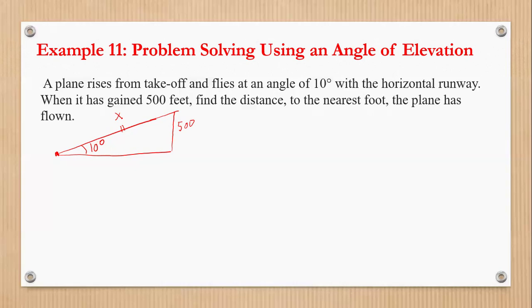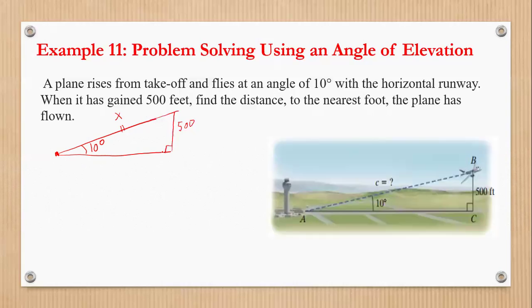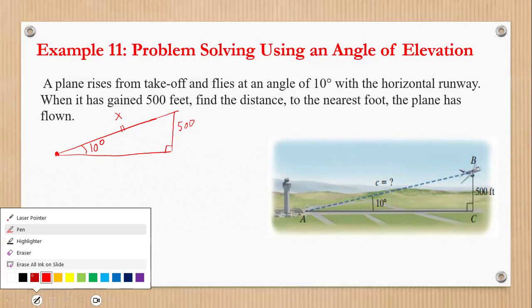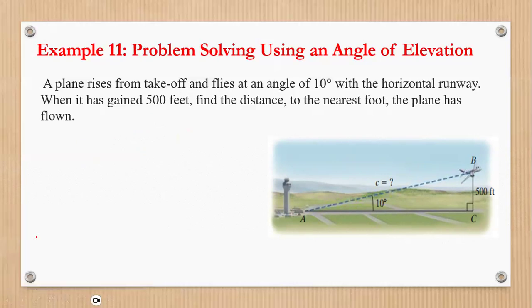Okay, that's a picture. And you see I have a right triangle. So that means I can use the right triangle properties. And since one angle is given to us, we can see a better picture here. I need to use one of the trigonometric functions for the 10-degree angle.